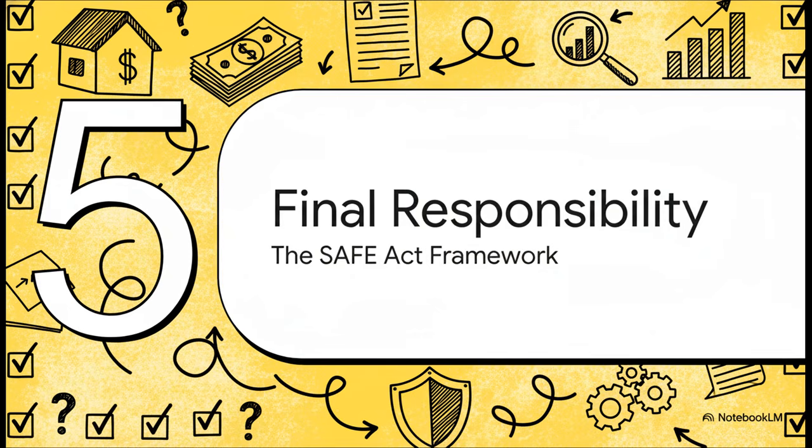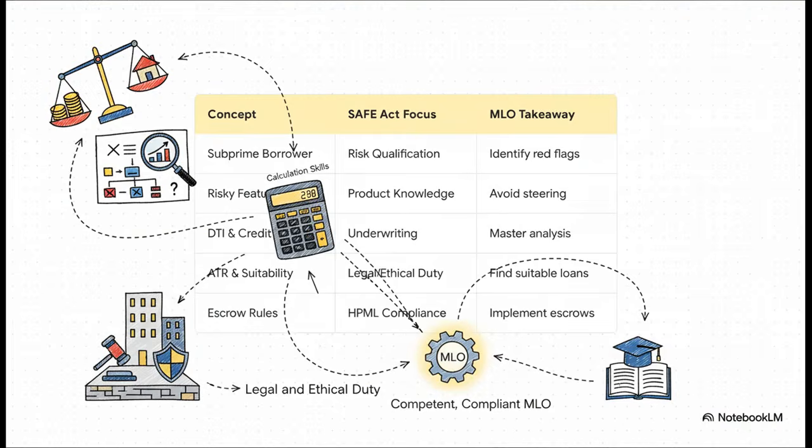Okay, let's bring it all home now. For this last section, we're going to connect everything we've just talked about directly to the SAFE Act framework. The stuff you'll actually be tested on. Just think of this table as your ultimate cheat sheet for the SAFE Act exam. Understanding subprime borrowers, that's risk qualification. Knowing about risky loan features, that's mortgage product knowledge. Mastering DTI and credit, those are your underwriting calculations. And the ATR rule, that's the foundation of your legal and ethical duty. See? Every single piece connects back to being a competent, compliant MLO and to crushing that exam.